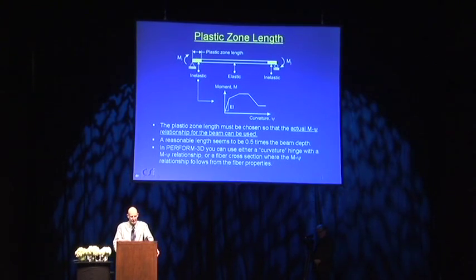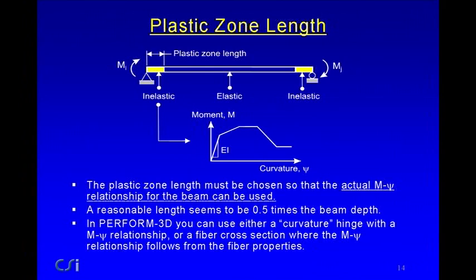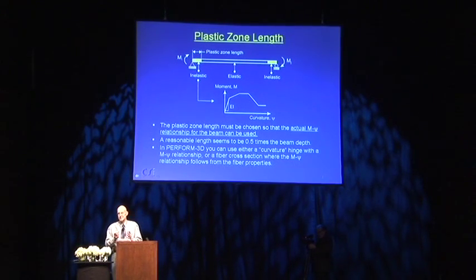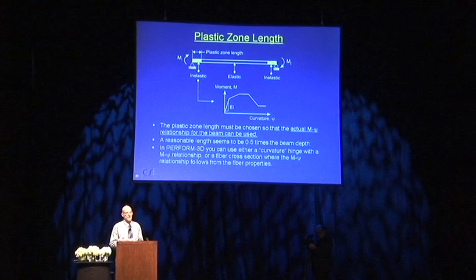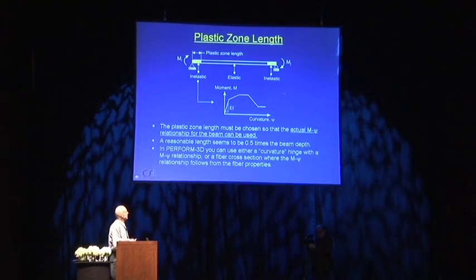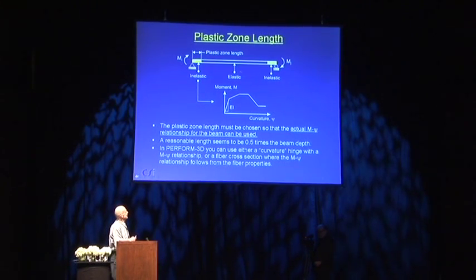The big issue is the plastic zone length, and there's a really important point here: you have a moment curvature relationship for the beam, or possibly you've used a fiber cross-section, which means that you're calculating a moment curvature relationship during the analysis. But there is a moment curvature relationship for the beam, and this is what you have to use in the plastic zone. And so you can't arbitrarily pick a plastic zone length and then use the actual moment curvature relationship. I think you can see that if you use different plastic zone lengths and the same moment curvature relationship, you're going to get different behavior for the beam as a whole.